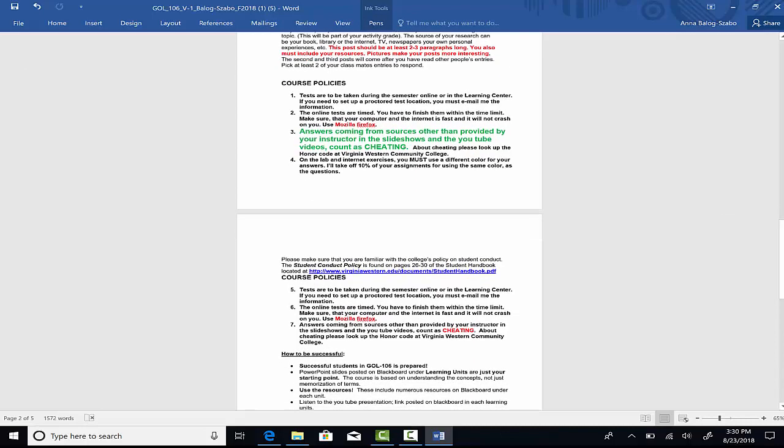If for some reason you are not in Roanoke, Virginia, then the midterm and the final have to be done in the Learning Center or in a proctored location. If you're not living in Roanoke and you cannot come to the Learning Center, then you have to find a proctoring location and set it up. In the student resources you can print out the form, take it to that place, and then you will understand how to do it.